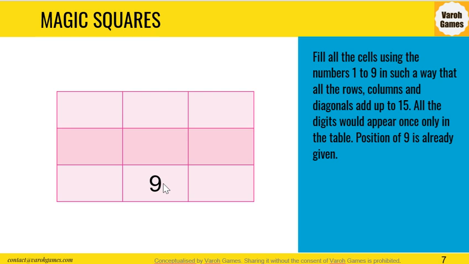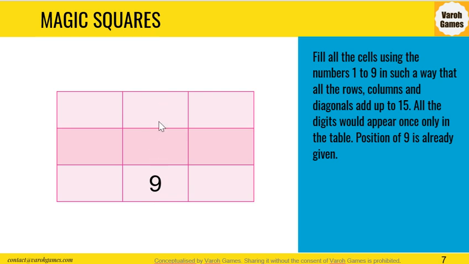So let's start. So if 9 is given, by adding these two with 9 or these two with 9, the sum should be 15. So if 9 is gone, how much is left to get 15? 6 is left. Now from numbers 1 to 8, how can they be added to get 6? It can be 1 plus 5, it can be 2 plus 4, or it can be 3 plus 3, but no, repetition is not allowed. So the only possibility is 1 plus 5 and 2 plus 4.